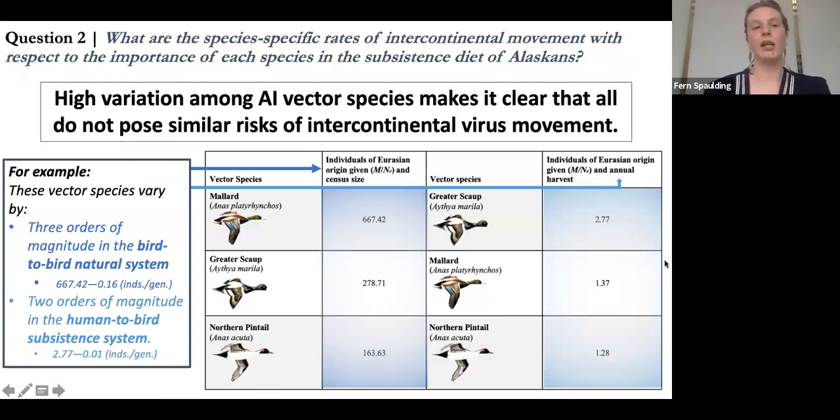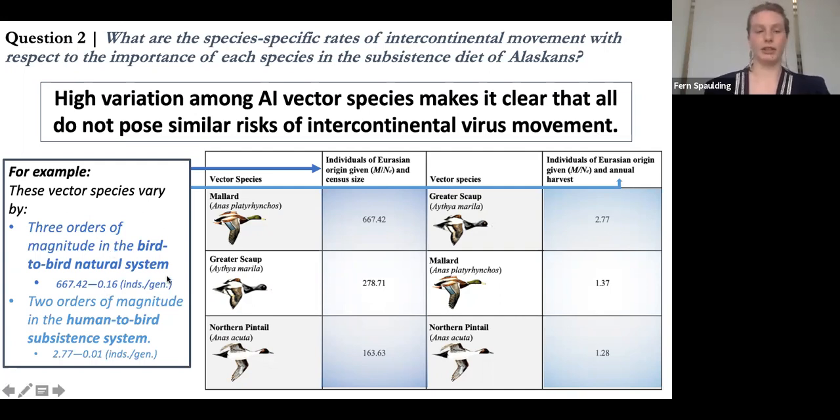Question 2, what are the species-specific rates of intercontinental movement with respect to the importance of each species in the subsistence diet of Alaskans? High variation among avian influenza vector species makes it clear that all do not pose similar risks of avian influenza virus movement. And again, this is a subset of the previous table that we looked at, looking at the relative risk ranking of each of these vector species.